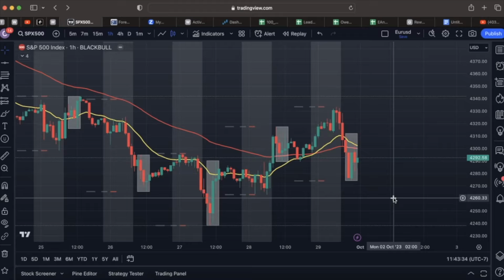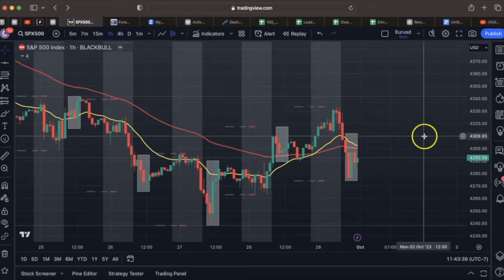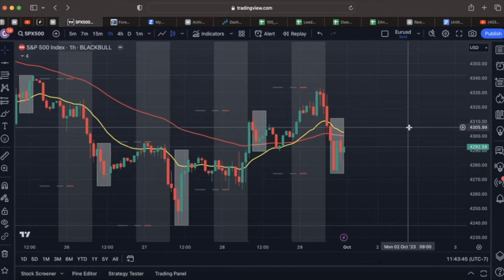Now, psychological levels are levels, or numbers, ending in zeros. So we have like the 4370, 4360, 4350. With the S&P 500, this is very important to delegate through all the indices that we trade, US 30, NAS 100, and the S&P 500. Looking at all these indices, US 30 is the most volatile, then is NAS 100, then is the S&P 500.